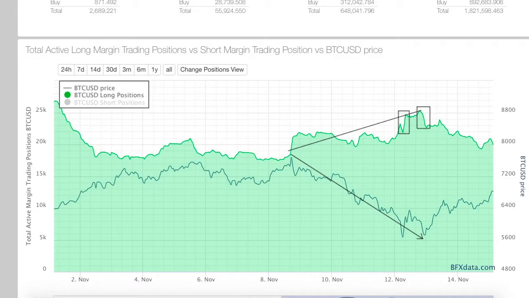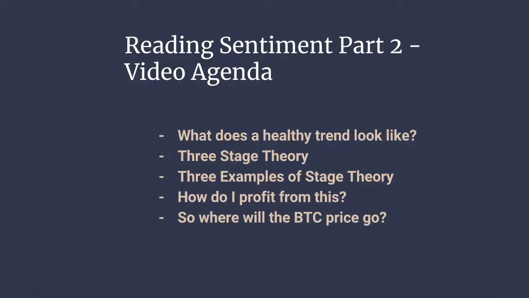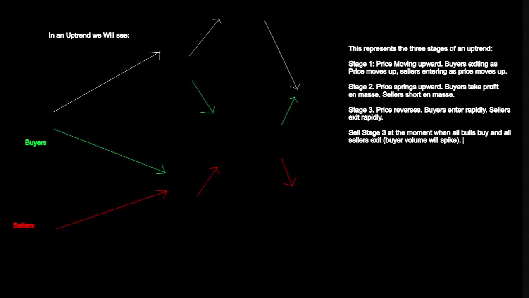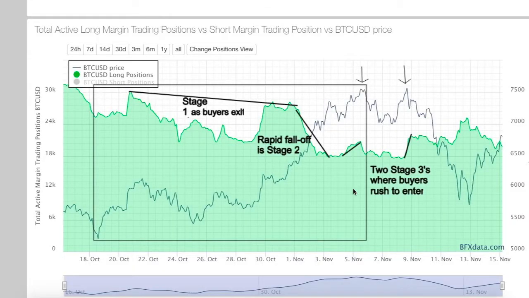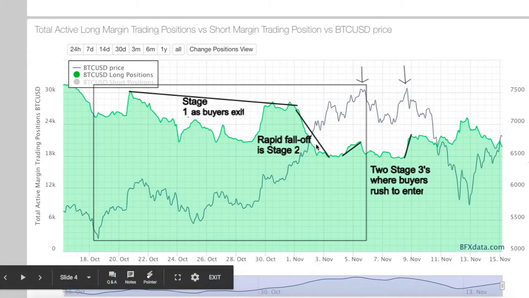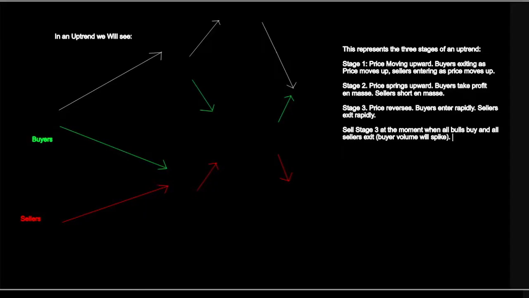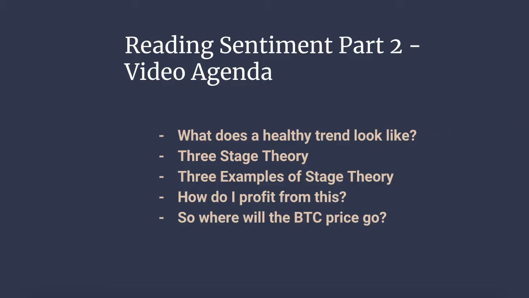All right, so we've gone over what a healthy trend looks like. A healthy trend being this: as price goes up, buyers go down. And we've gone over the 3 stages that you typically see. And we've also gone over how to profit from this by buying and selling in stage 3.